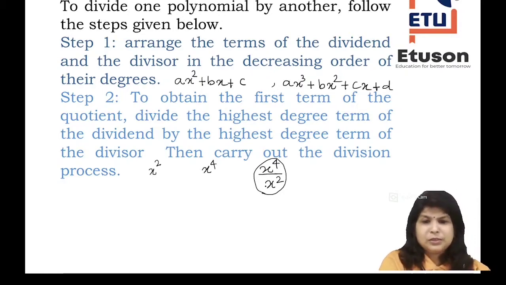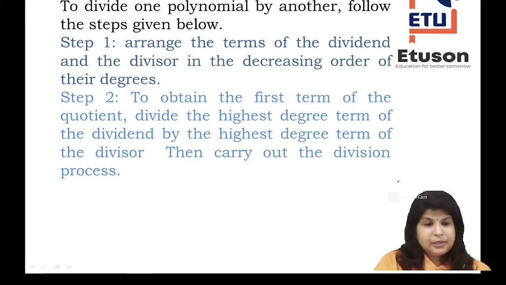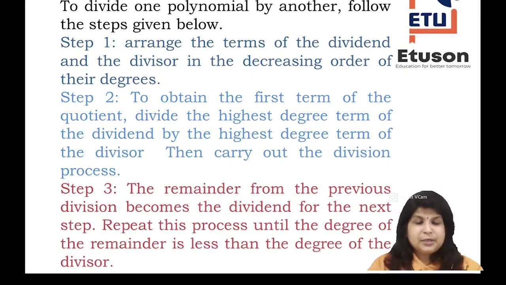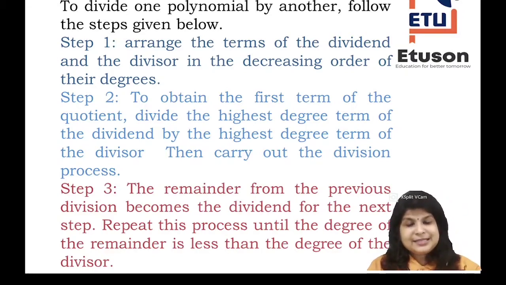Okay, so now coming to the next step. What is the next step? The remainder from the previous division becomes the dividend for the next step. So after carrying out the division process as usual, whatever remainder you get in the first step becomes the dividend for the next step. So repeat this process until the degree of the remainder is less than the degree of the divisor.